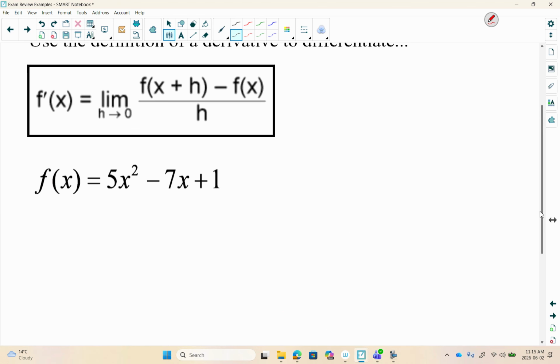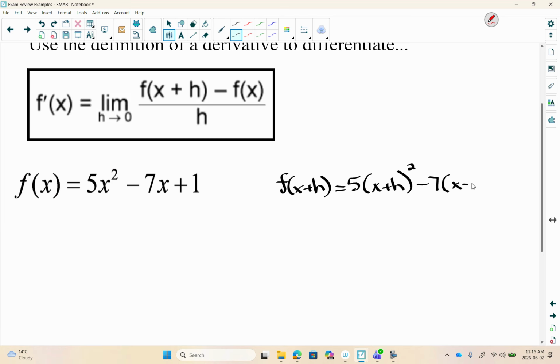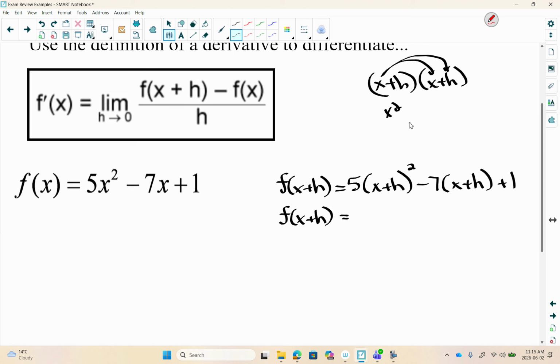Flip over, you got this? So step 1 is to find f at x plus h. That means take your f at x equation and replace all of the x's with x plus h. When I solve this, remember to square something means to multiply it by itself. There's my x squared. That's an xh. That's another xh. You could call it hx if you want. And there's an h squared.